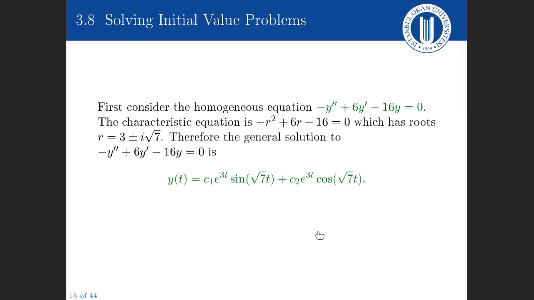As soon as we know this, we know that the general solution to this green homogeneous equation must be constant, e to the power 3t, because there's a 3 just here, sine root 7t, because there's a root 7 just here. And then the second function is the same, except we change sine to cos. And it doesn't matter if we do sine first or we do cos first. If we wanted to, we could put cos first and then sine second.